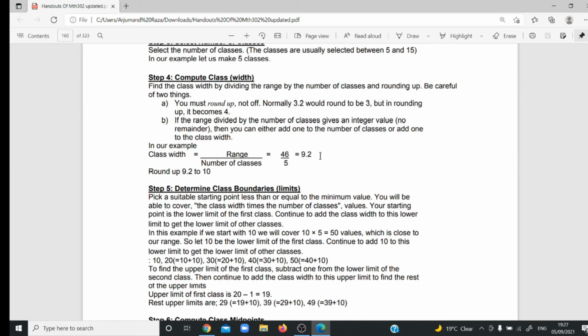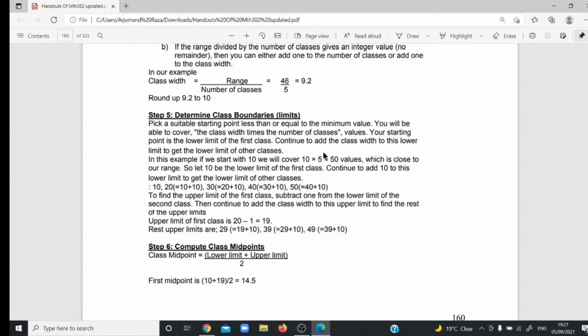The answer we'll get is 9.2. But for this one, we don't round off. We usually in mathematics, if the number is smaller than 0.5, we will round off. But here in statistics, we never round off. We always round up. So it will be 10 instead of 9.